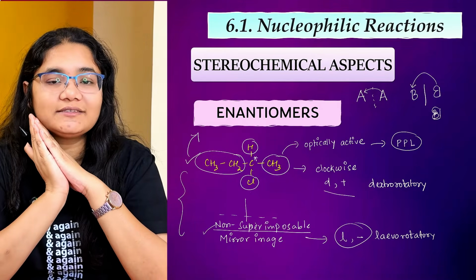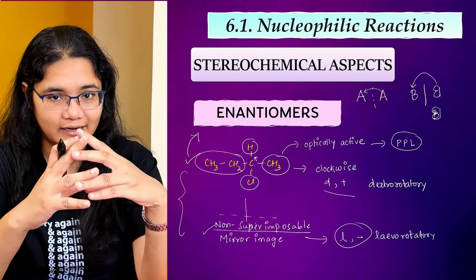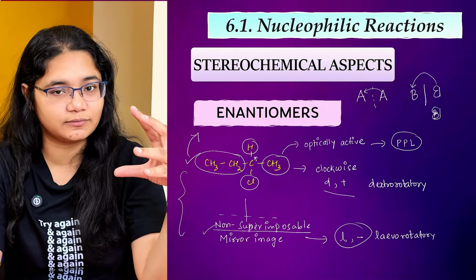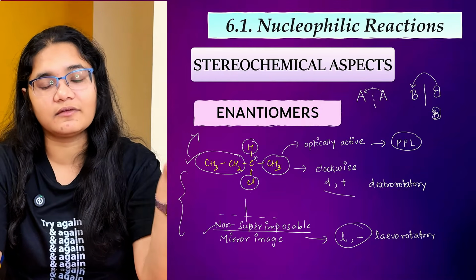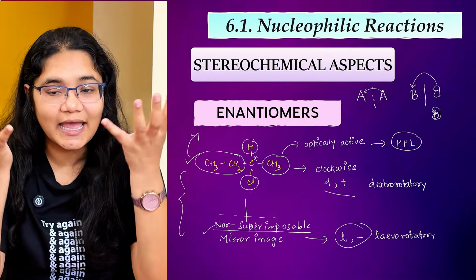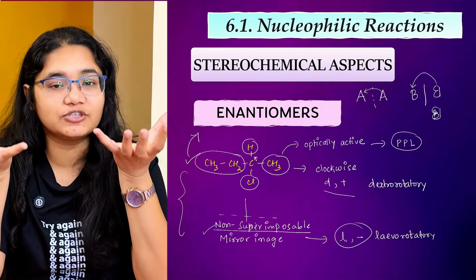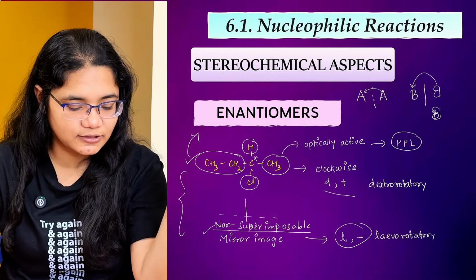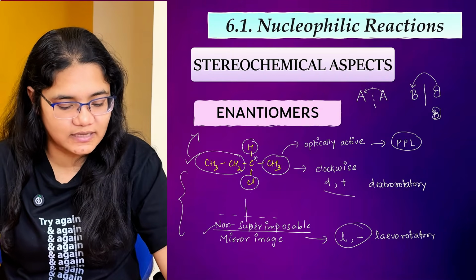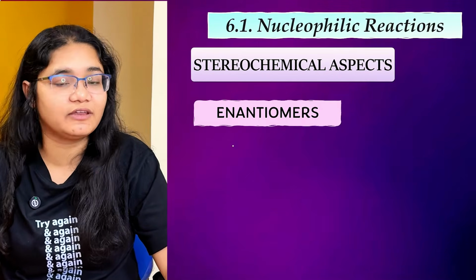So what do we understand now? If a molecule is optically active, it will have a non-superimposable mirror image, and one will rotate clockwise, the other will rotate anti-clockwise, and these two compounds or pairs are called enantiomers. So how will we define enantiomers? I hope you have noted it down, because I am going to write down the definition of enantiomers now.